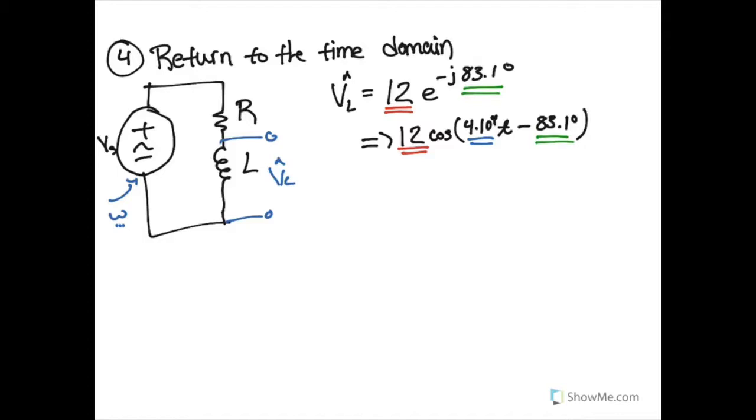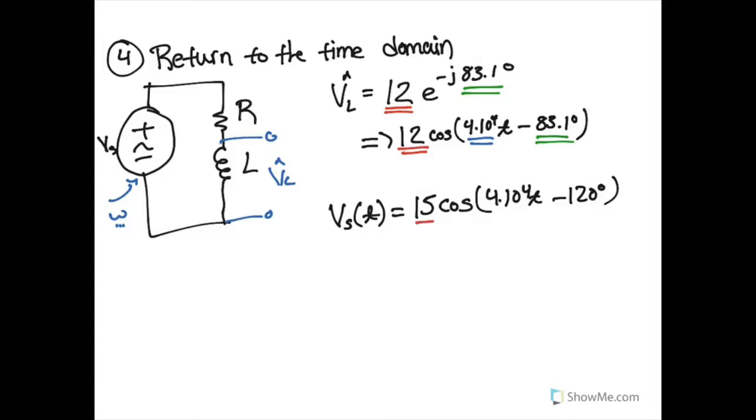Now, to get a better sense of what this answer means and to understand how the resistor and the inductor affect the circuit, let's look back at what the original driving signal was. So our original source signal was 15 cosine 4 times 10 to the 4 t minus 120 degrees. And so to get an understanding of what happens in an AC circuit, let's compare a couple components.